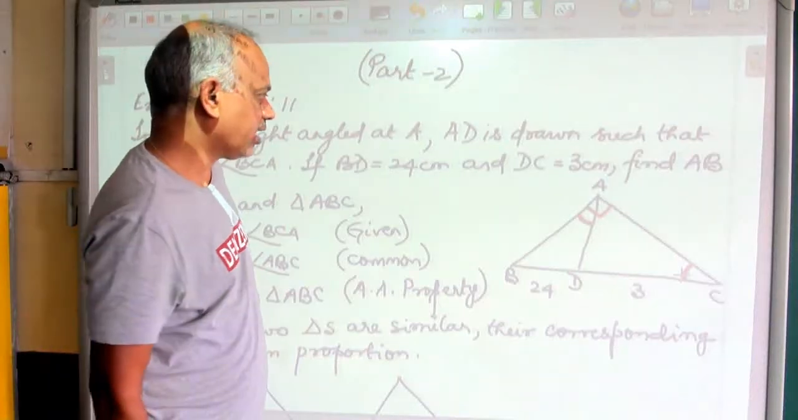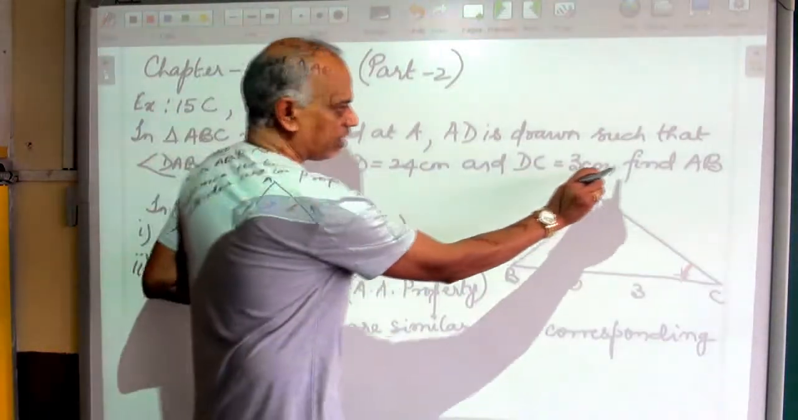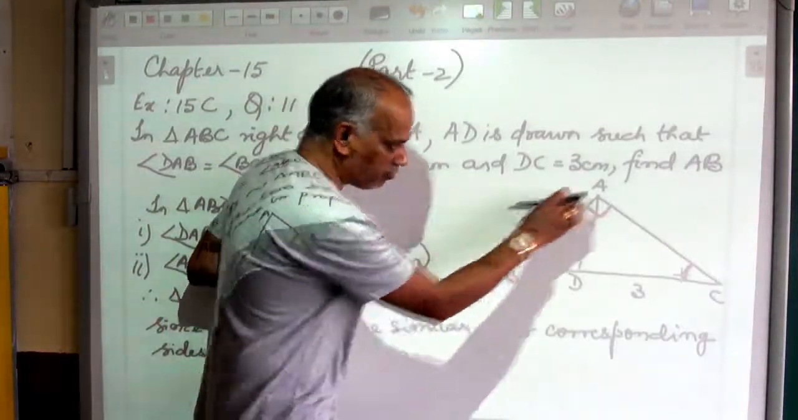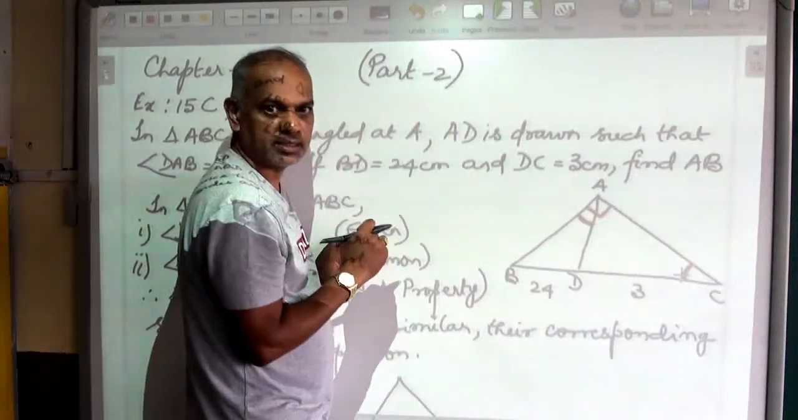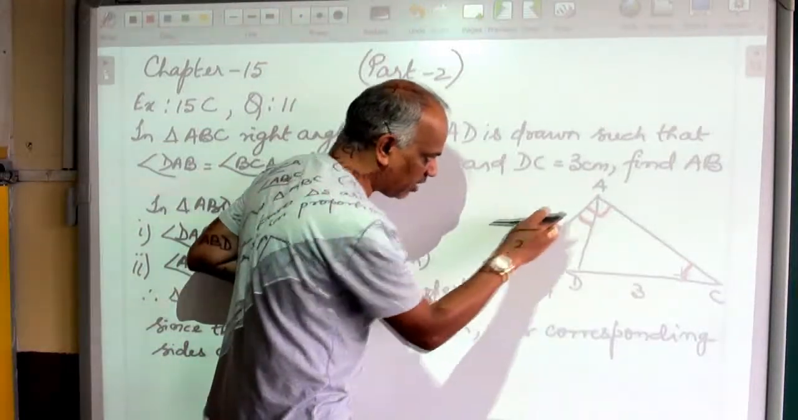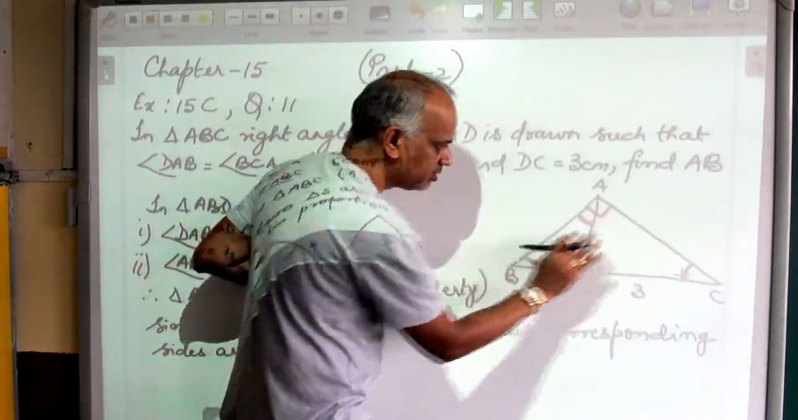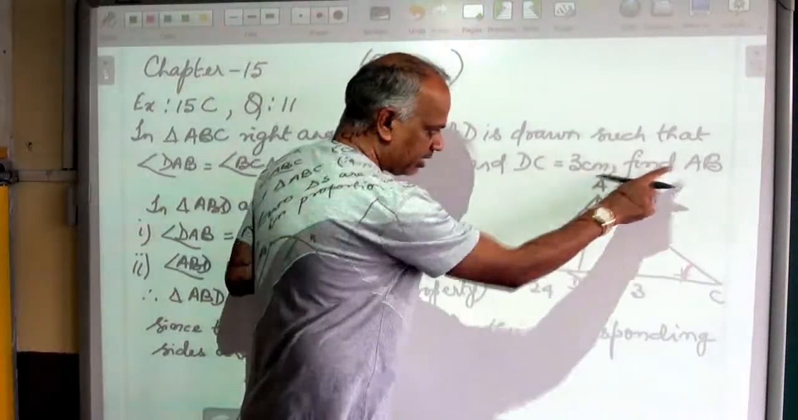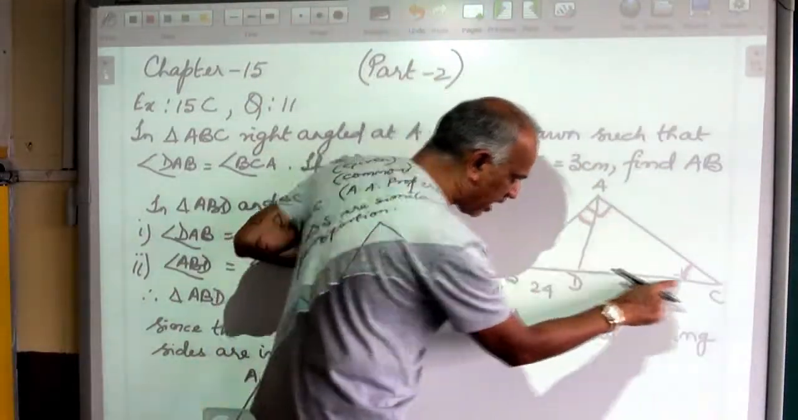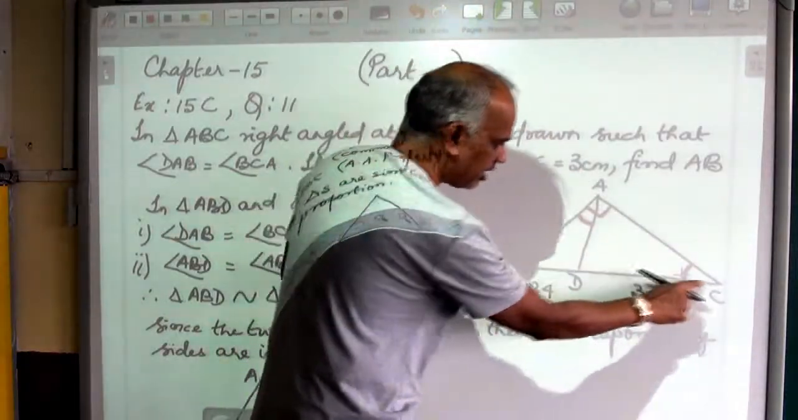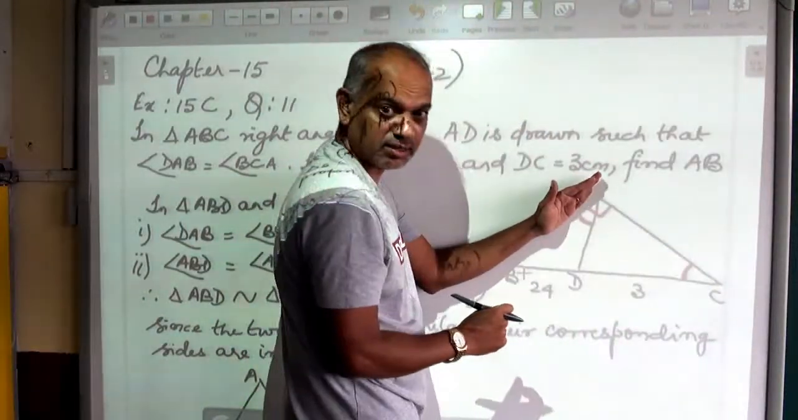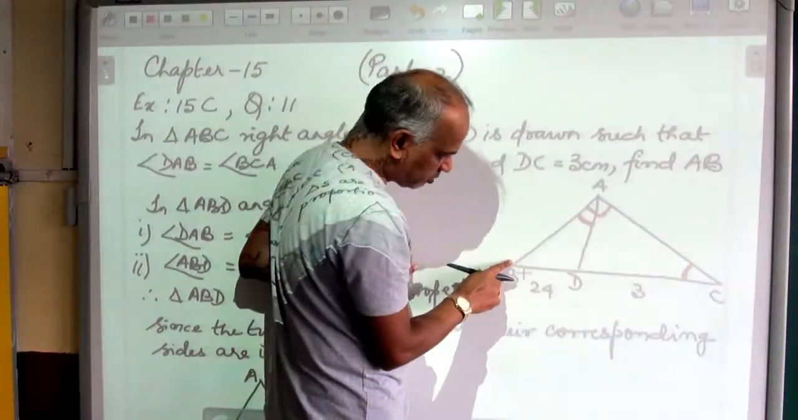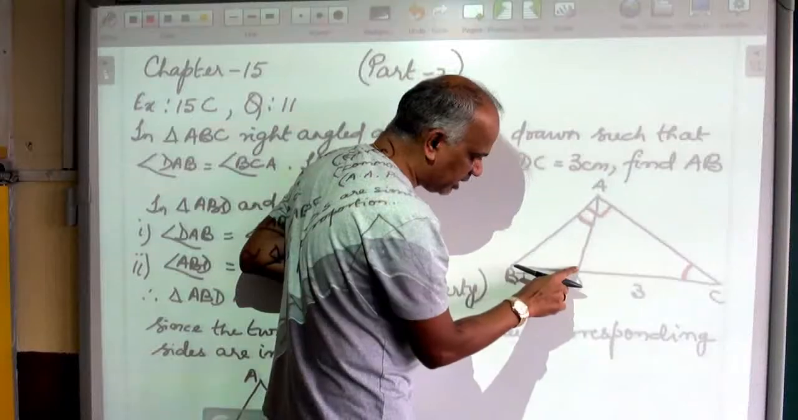Okay. For that, look at the question. You have to find what? Find AB. AB is the side of the biggest triangle and AB is the side of the smaller triangle. So this is not involved at all, this one. AB is the side of the biggest triangle, that one. ABC. AB is the side of ABC, and AB, this side, is also the side of triangle ABD.